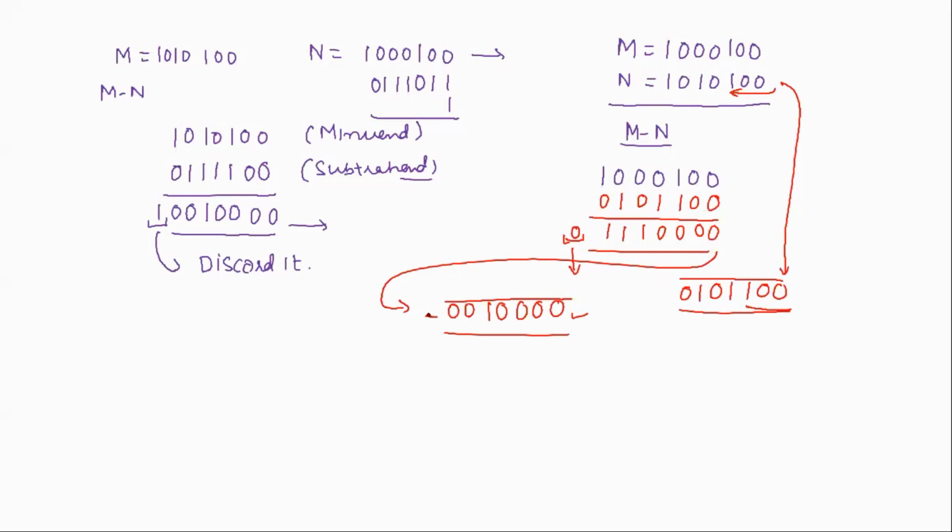So this procedure is for your r's complement. So r can be 10, r can be 2. If it is octal, 8's complement. If it is hexadecimal, then 16's complement, depending upon your base.